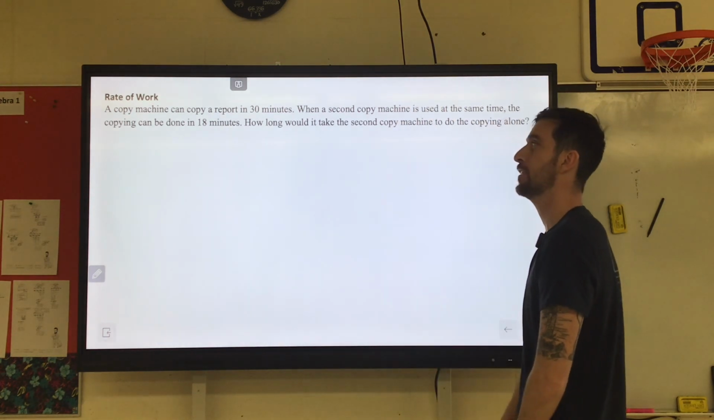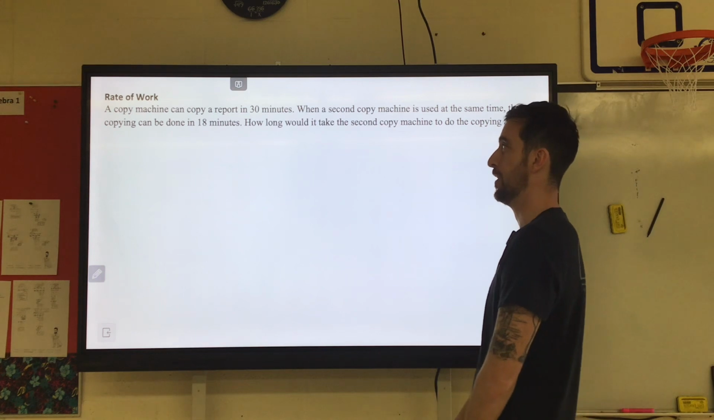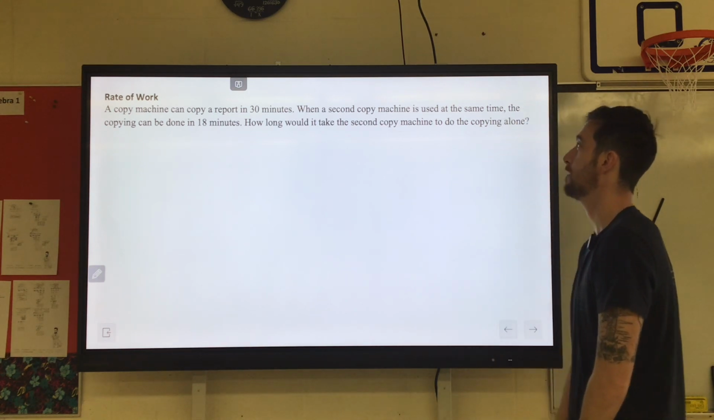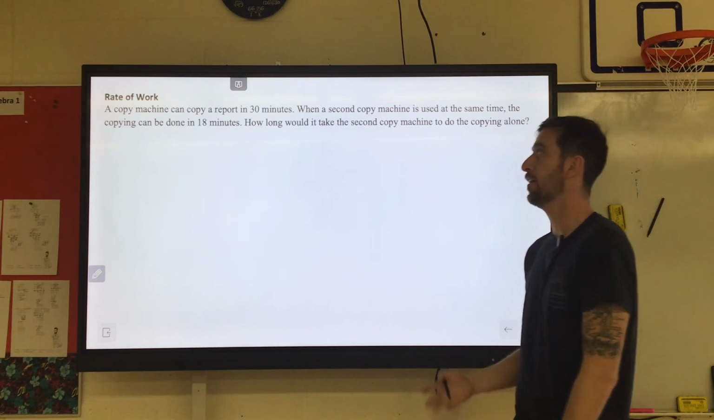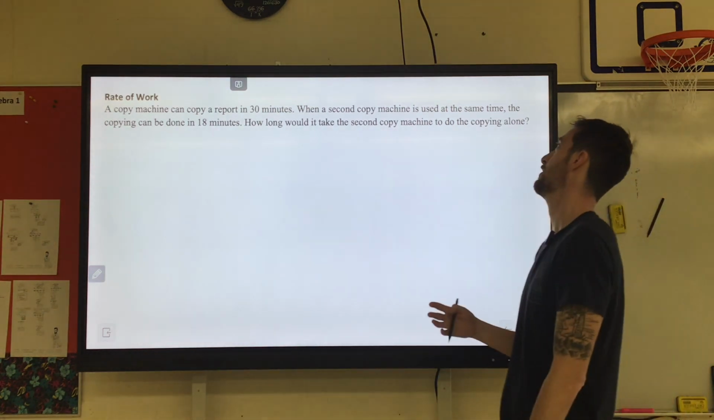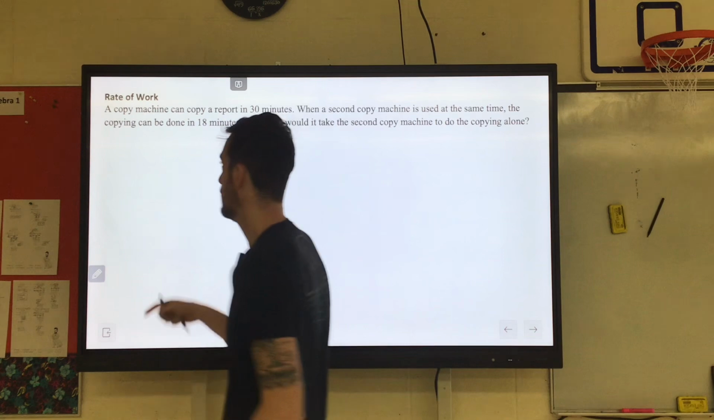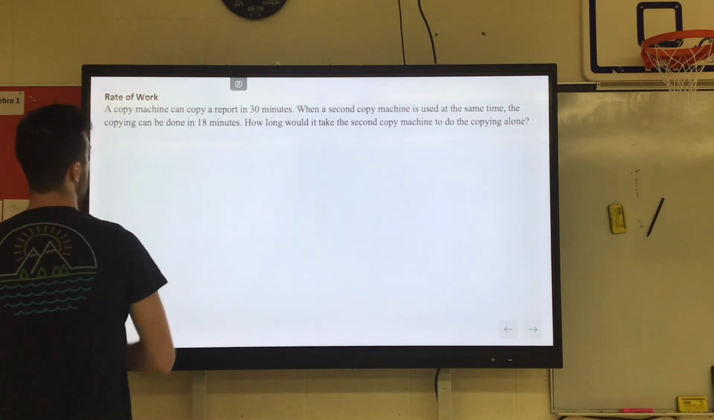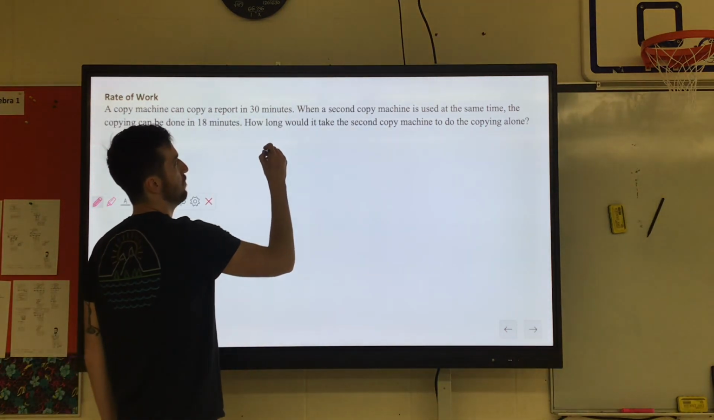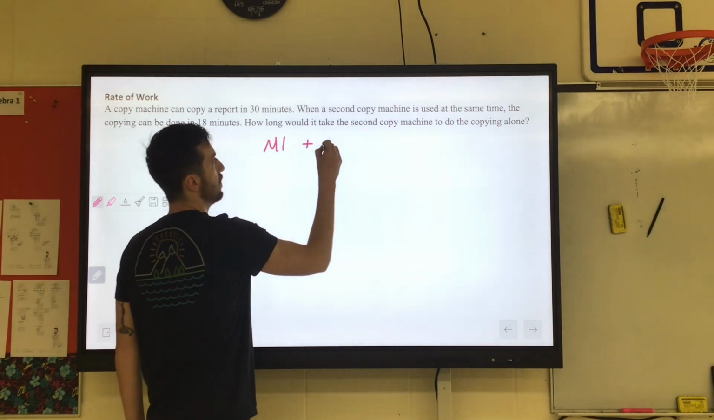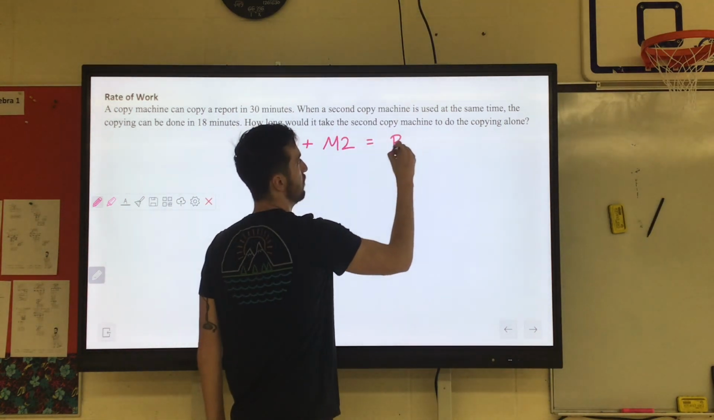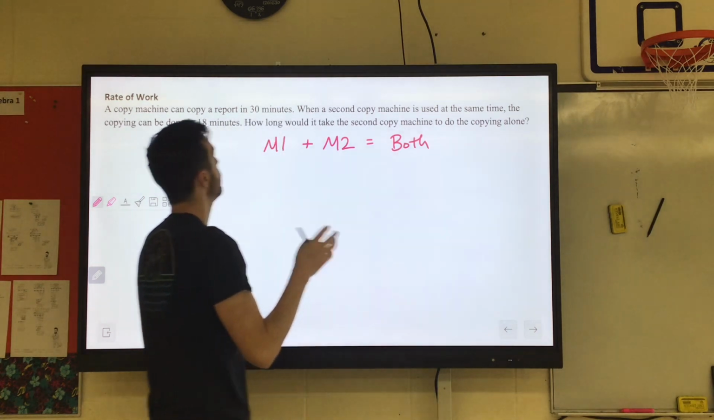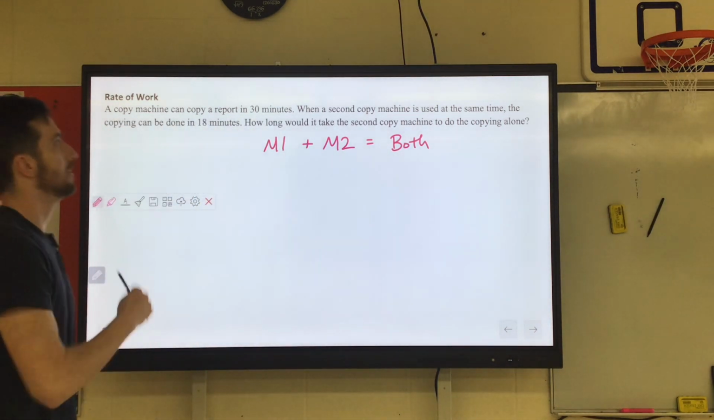A copy machine can copy a report in 30 minutes. When a second copy machine is used at the same time, the copying can be done in 18 minutes. How long would it take the second copy machine to do the copying alone? So here's what we got. We're going to say machine 1, we're adding in machine 2's rate, and that's going to be both of them. Now, machine 1 can get it done in 30 minutes.